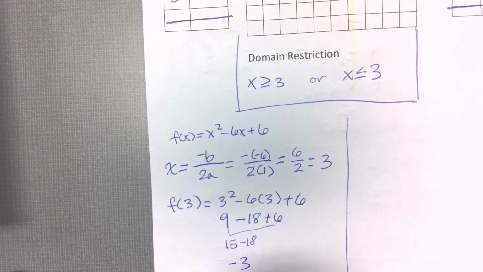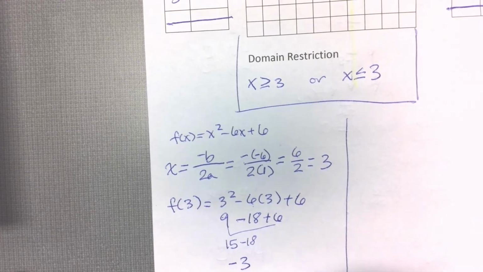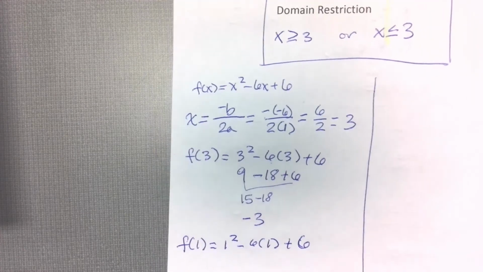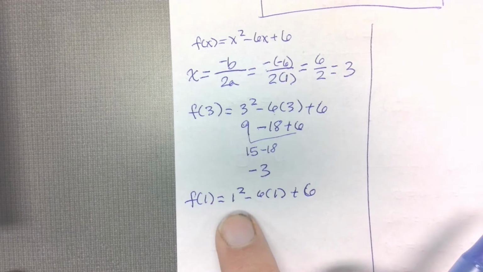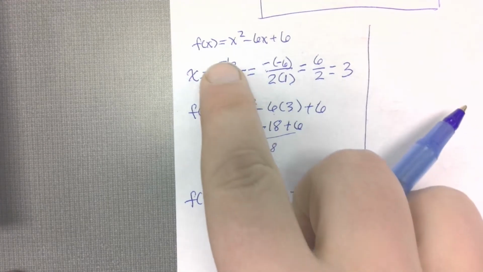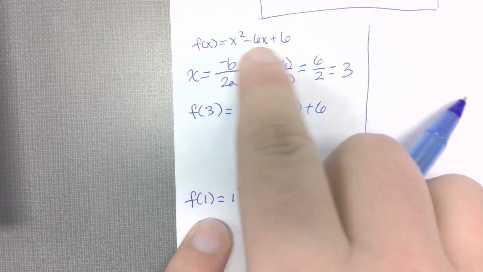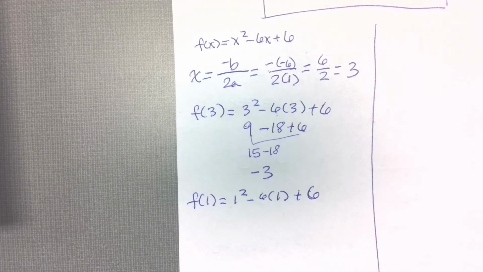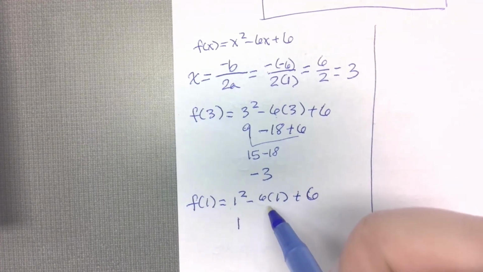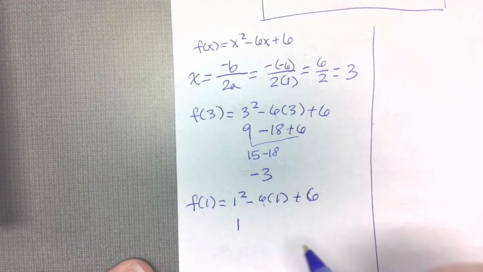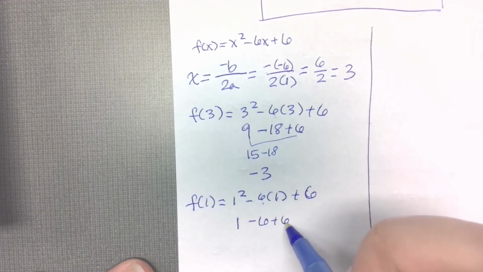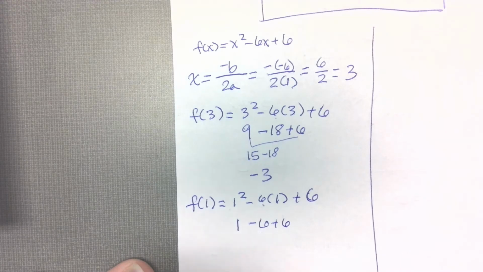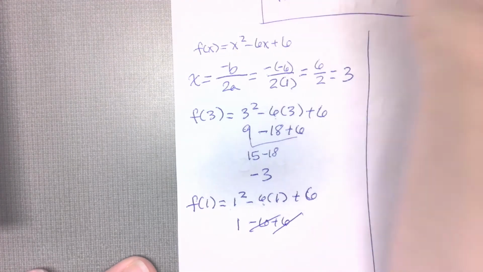F of 1 is equal to 1 squared minus 6 times 1 plus 6. Do you guys know what I'm doing here? Do you know how I'm getting this? I'm just taking this equation, and instead of x, I'm changing all the x's to whatever number we need to check. What's 1 squared? What's -6 times 1? What's -6 plus 6? What's left? Put it on your table.